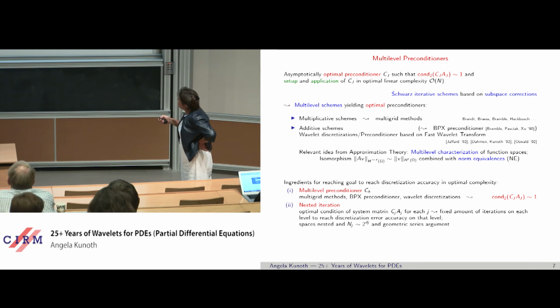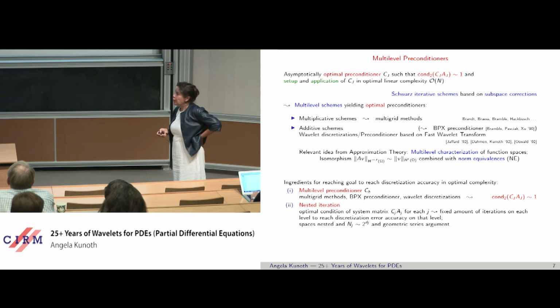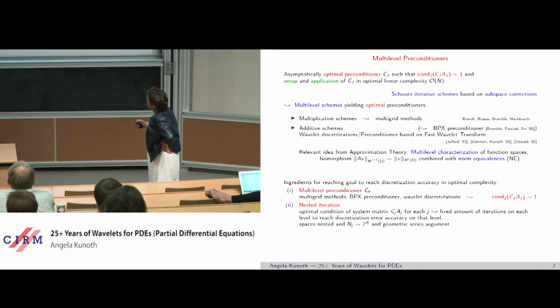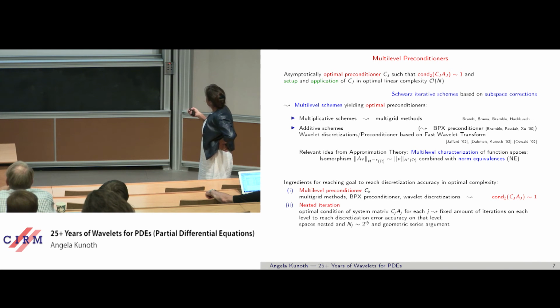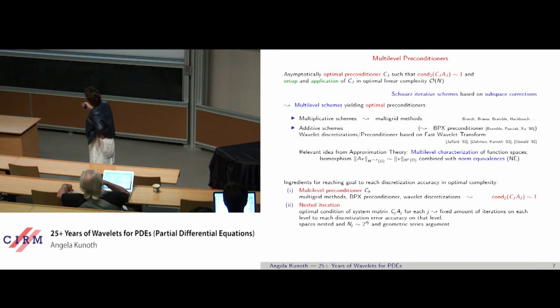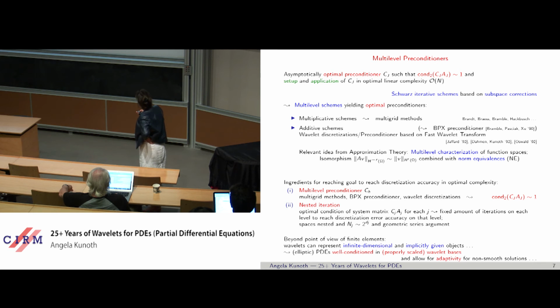So if you use a multi-level preconditioner, and I think we will also have multigrid appearing here, if you use a multi-level preconditioner that is based on multigrid, or BPX, which is a kind of frame version of that, or if you use wavelet discretizations, then your spectral condition number is independent of the grid size. And if you use that together with nested iteration, then you can really show that this is an optimal solver. Okay, but this is, let's say, the optimality of the BPX preconditioner.